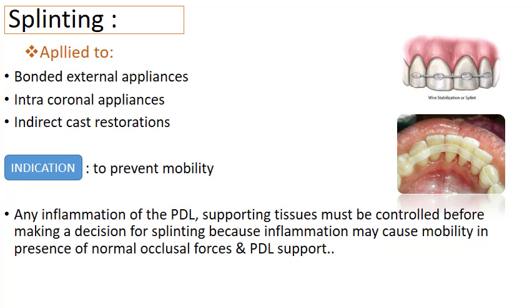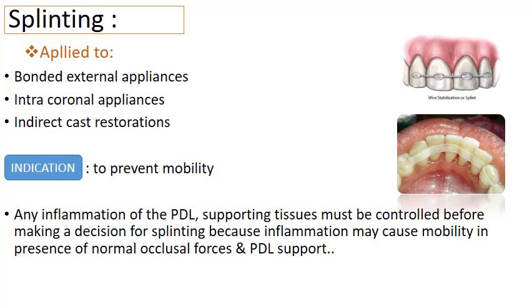Splinting. Splint therapy may be applied with a bonded external appliance, intracoronal appliance, or indirect cast restoration to connect multiple teeth with the goal of improving tooth mobility. The most common indications for splints are: number 1, mobility of teeth that is increasing or that impairs patient comfort. Number 2, migration of teeth. And number 3, processes in which multiple abutments are necessary.